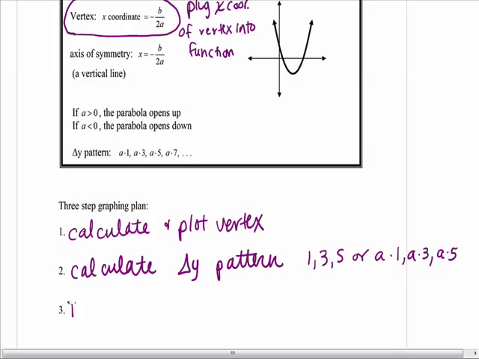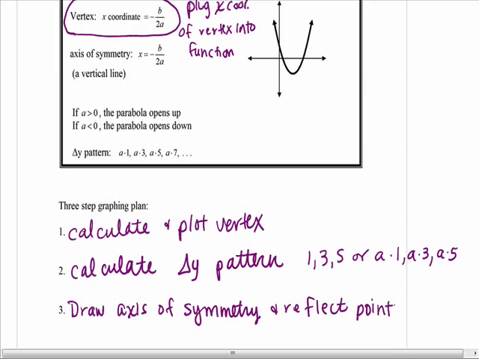And then the last step is also not different. You're going to go ahead and draw the axis of symmetry and reflect the points. And this will all be clear once we start doing an example. Just get these steps down so that you have something to reference tonight when you're doing your homework at home.